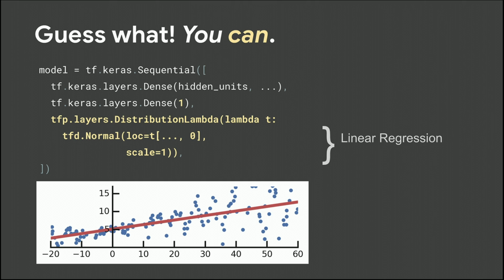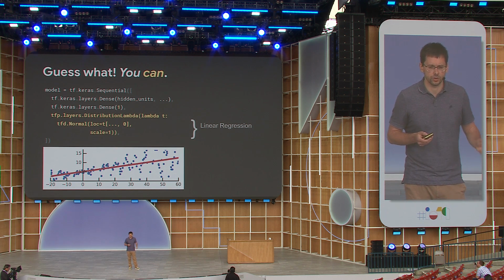The way this works is, as you can see, the second to last layer here outputs one float. That float is interpreted as the location or mean of a normal distribution. And that's how we can implement linear regression. As you see here, the fit is this red line. But what's cool is we're actually outputting a distribution, right? So you can take this output and just ask for the entropy or the variance of the prediction.